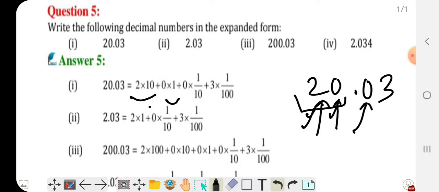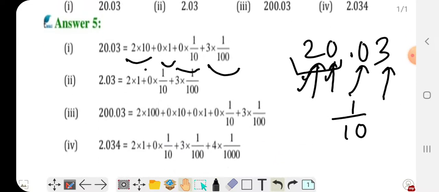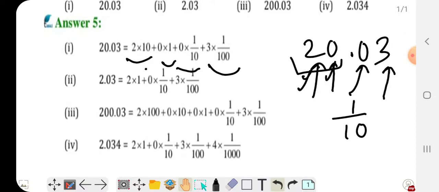For this, it is in tenths place. Tenths place means 1 upon 10. So 0 into 1 upon 10 for this, and 3 is in hundredths place, so it will be 3 into 1 upon 100. Similarly, I have done the other parts of this question for you also. You can see the last one, 2.034. For 2 it will be 2 into 1, plus 0 is in tenths place, so it will be 0 into 1 upon 10. 3 is in hundredths place, it will be 3 into 1 upon 100, and 4 is in thousandths place, it will be 4 into 1 upon 1000. Clear?